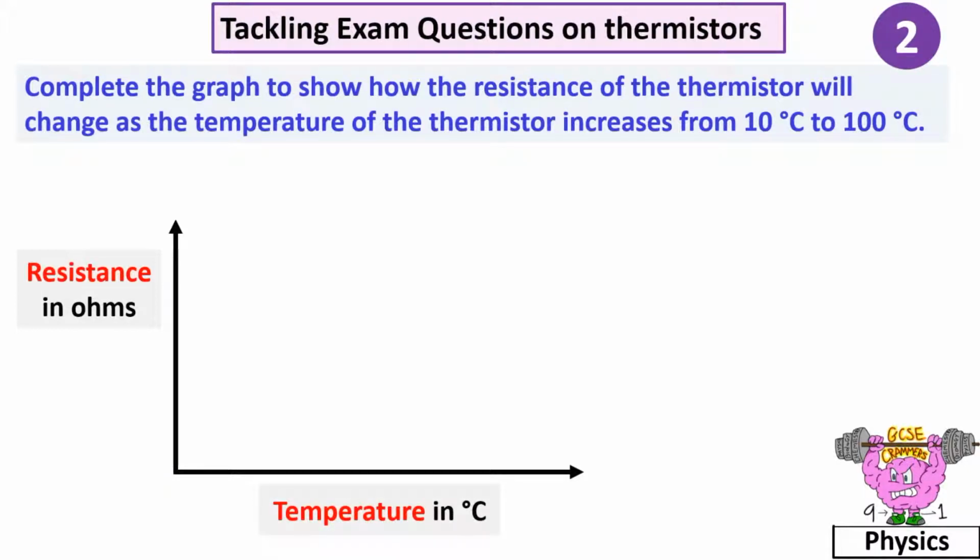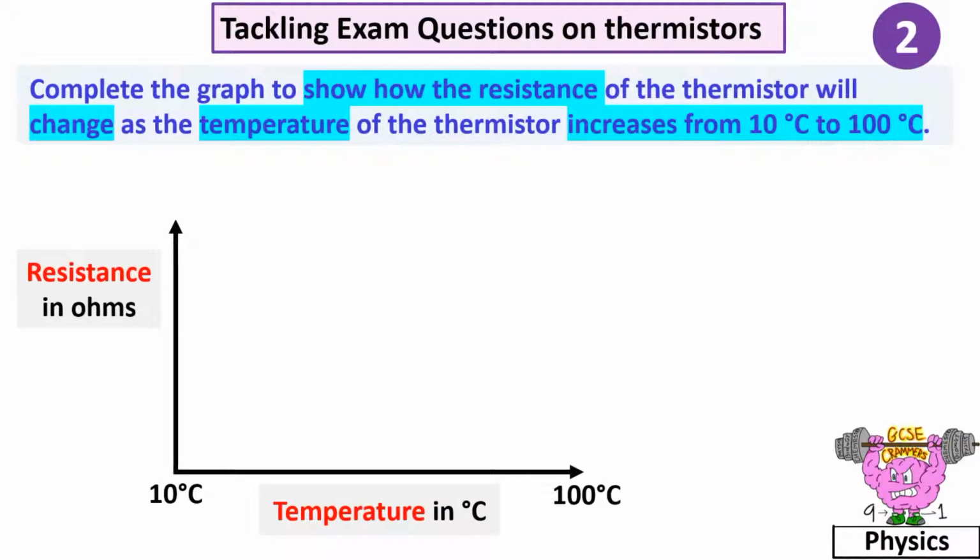When answering any question, you need to find out what the question is telling us. It is telling us that the temperature increases from 10 degrees Celsius to 100 degrees Celsius. Mark this information on the graph to show the range of temperature, 10 degrees and 100 degrees. What is the question asking us to do? Complete the graph to show how the resistance changes as the temperature increases from 10 degrees to 100 degrees.